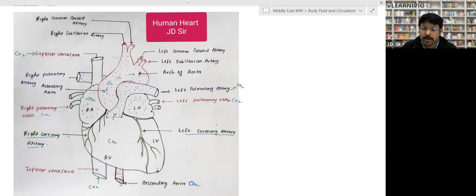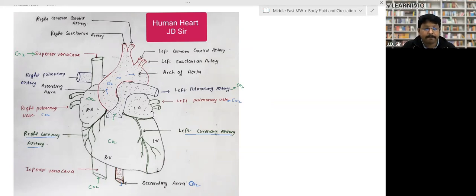So the coronary artery supplies blood to its own tissues like the heart, right? So in case of blocking of the coronary artery, when oxygen deficiency or oxygen scarcity is created in the heart, what happens? It causes angina. We'll discuss angina pectoris, right? So this was the human heart.